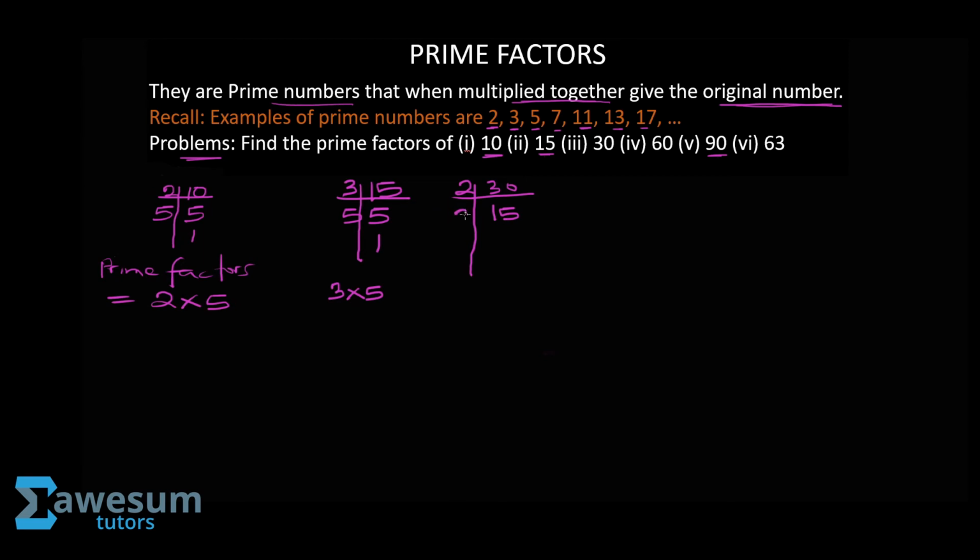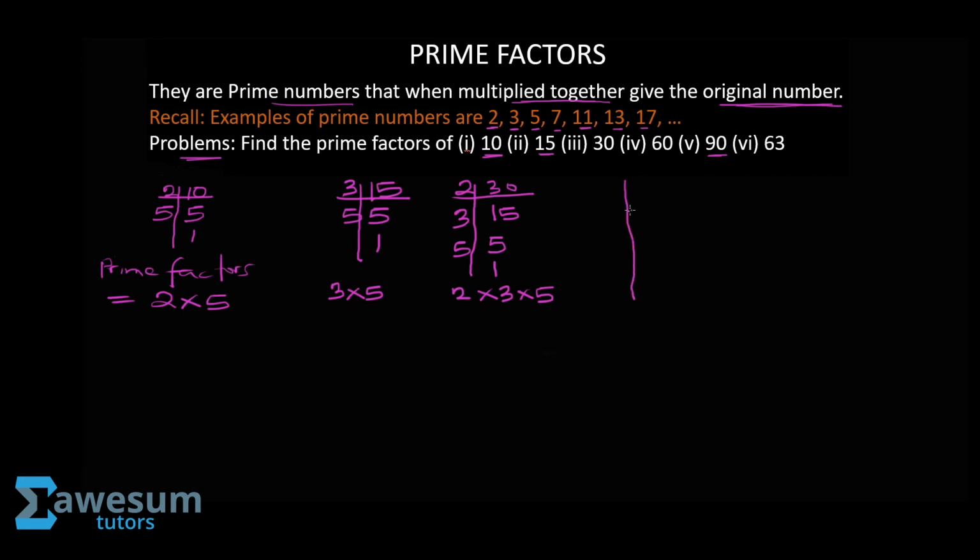Remember, these are prime numbers. Now 3 can divide 15. It's going to go 5 times. Then what is the next number that can divide 5? It is 5. 5 will divide itself. So in that case, it simply tells you that 5 in 5 is 1, right? Good. Then you realize that the prime factors will be 2 times 3 times 5 times 5.